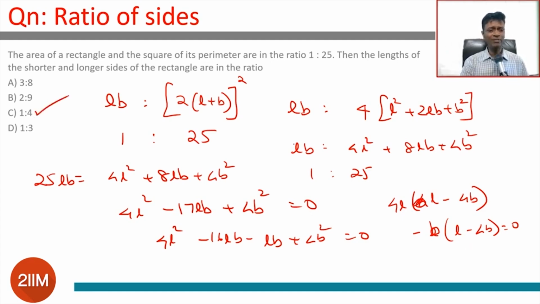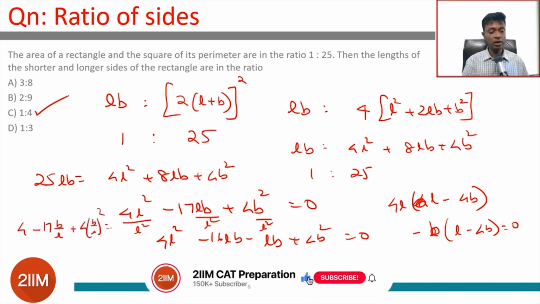And that is just plain old-fashioned writing of equations, simplifying that. We're looking to solve for B by L. If you want to deal with only one variable, you don't like factorizing like this, divide by L square throughout. So you'll get 4 minus 17 B by L plus 4 (B by L) whole square equal to 0. B by L is what we want to find.